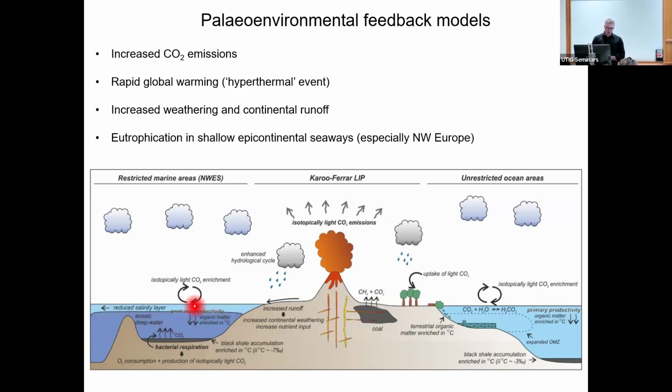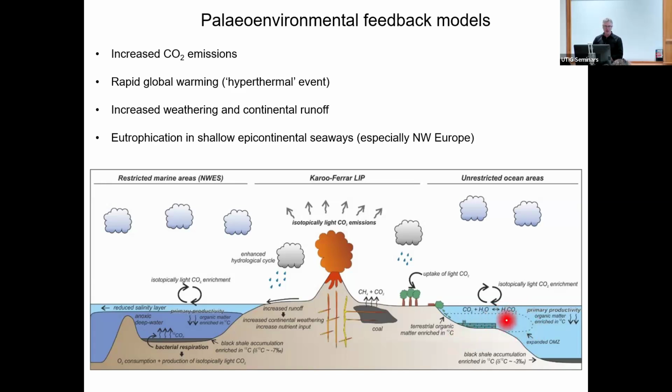And also with a reduced salinity layer on top due to this runoff. In the open ocean conditions here, there is a potential for acidification because of the increased CO2 in the atmosphere, and increased OMZs. I forgot what OMZ stands for again. Thank you very much. Oxygen minimum zone.